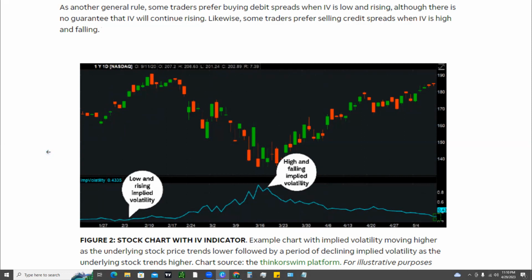Now, this example chart shows implied volatility moving higher as the underlying stock price trends lower, followed by a period of declining implied volatility as the underlying stock price trends higher. All right, so that's essentially what we're looking at right here.